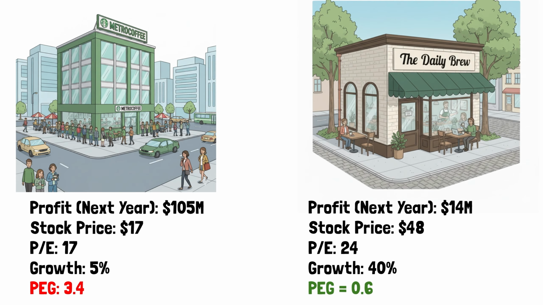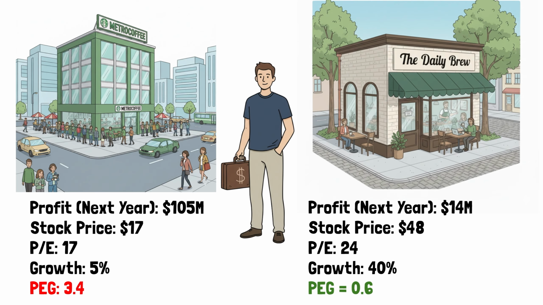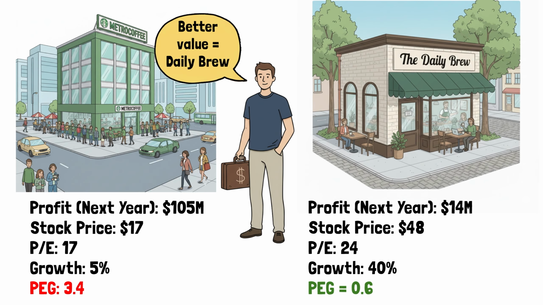Think about it. You could pay $17 for every dollar of earnings from a company growing 5% per year, or $24 for every dollar of earnings from one growing 40% per year. Which is actually the bargain? The numbers don't lie. So going back to our original question, where should you put that $1,000? The PEG ratio suggests that Daily Brew is the better value, even though it looked more expensive at first glance.